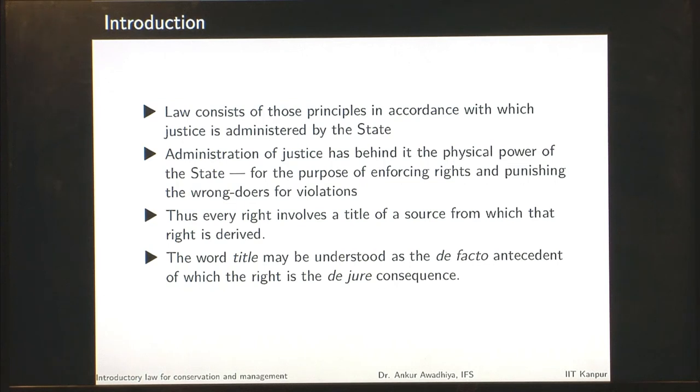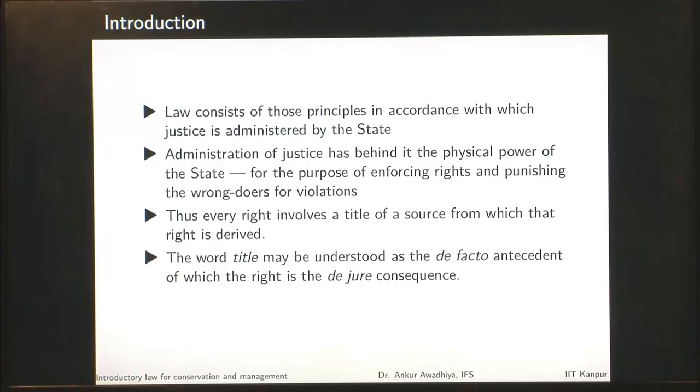Administration of justice has behind it the physical power of the state for the purpose of enforcing rights and punishing the wrongdoers for violations. So, when we talk about administration of justice, it can only be done if there is the might of the state behind the laws. So, the state ensures that if somebody violates a law, then this person is brought to task, this person is punished. Only that can ensure that people follow the law.